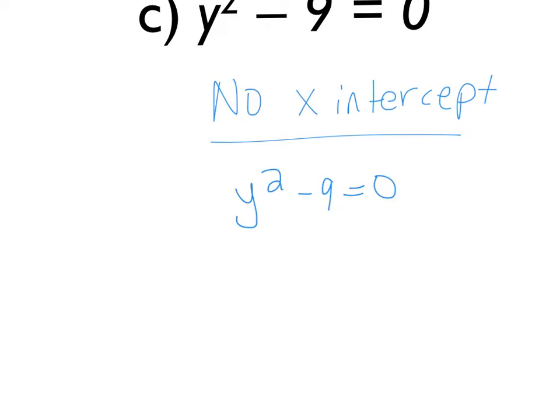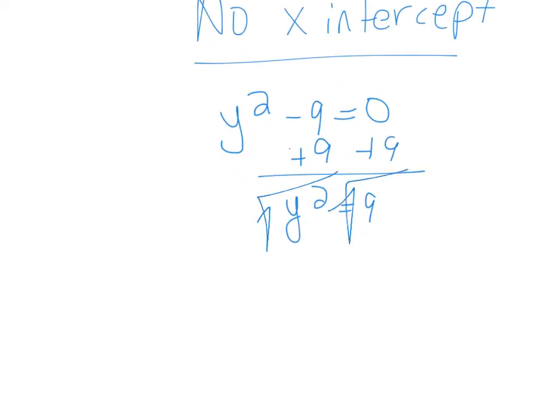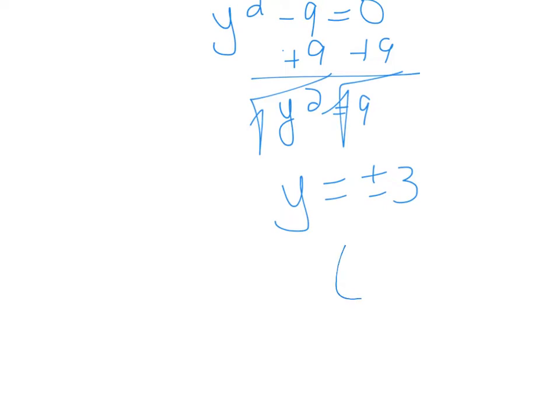So now what? Okay. That might have messed up my video. We'll see. We're going to add 9 to both sides. So y squared equals 9. Then what? Square root. Since I physically put the square root on, what do I write? Plus or minus. Good. So my intercepts are at 0, 3, and where?